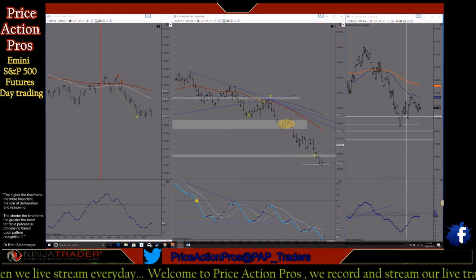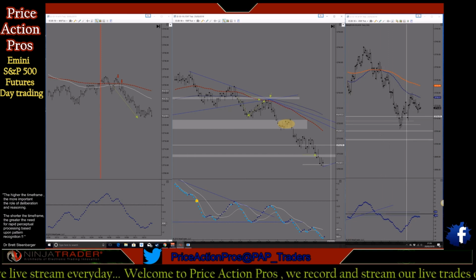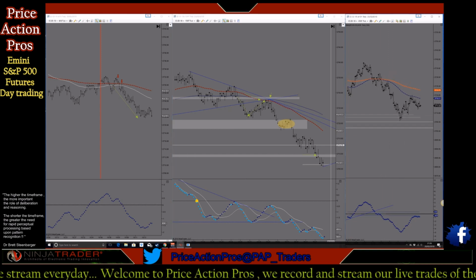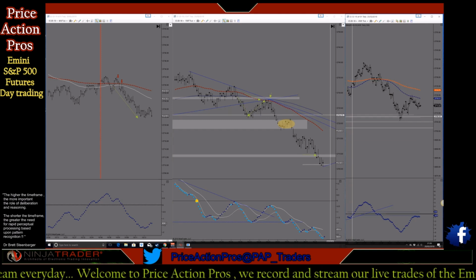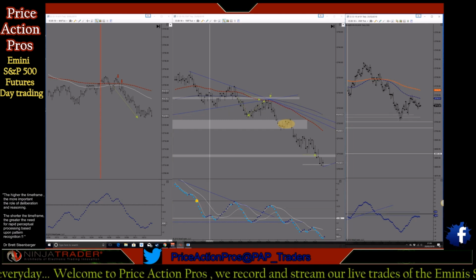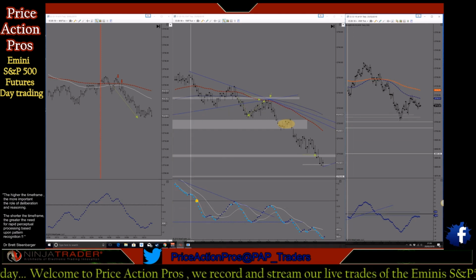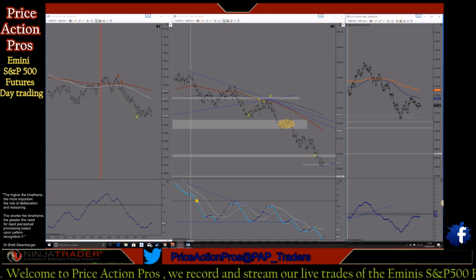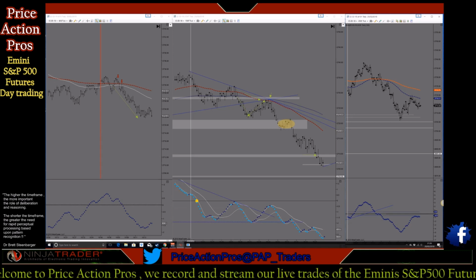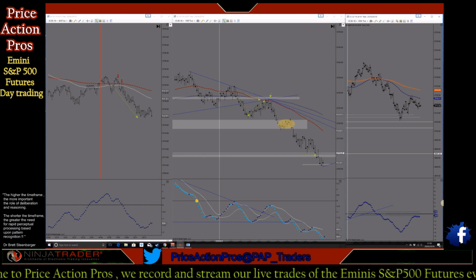And the highest time frame I'm using at the moment is a 4181, which gives me a higher overview, bird's eye view of what's going on. And there's also an even higher time frame than that if you need it. We also have the daily as well, which we were looking at.